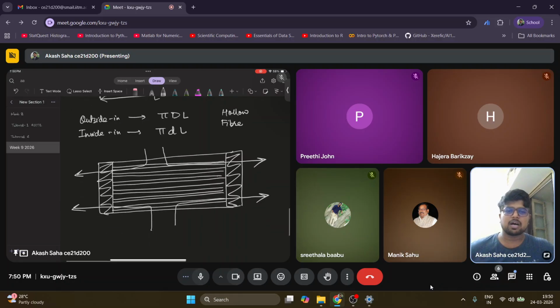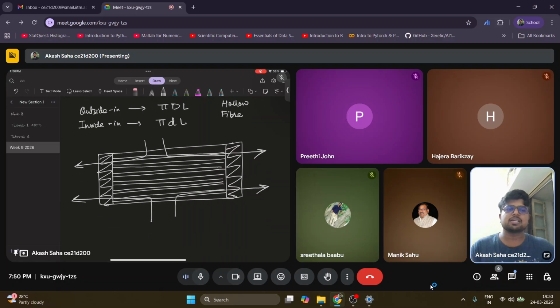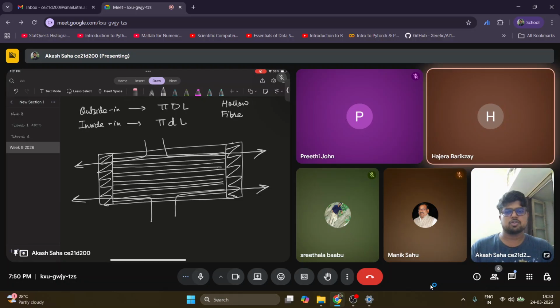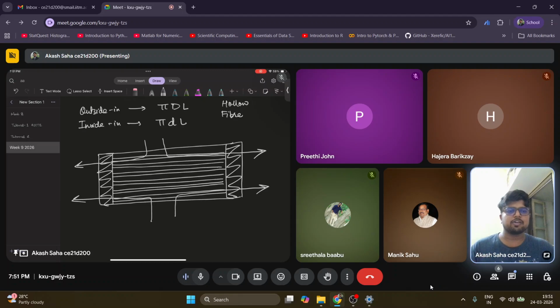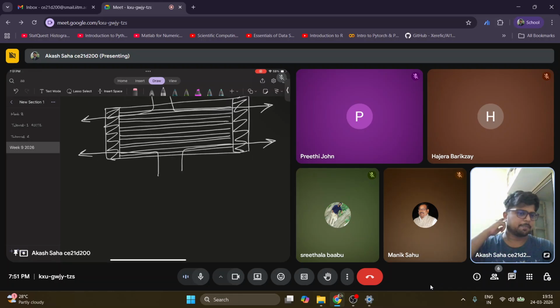And one more thing, are you aware of dead end filtration and cross flow filtration? Are you guys aware of this? Yes. Okay, so where do you think the fouling will be lesser, in dead end or in cross flow? Cross flow, because it will be flowing parallelly. Okay, so mostly these hollow fiber membranes are cross flow filtration membranes.